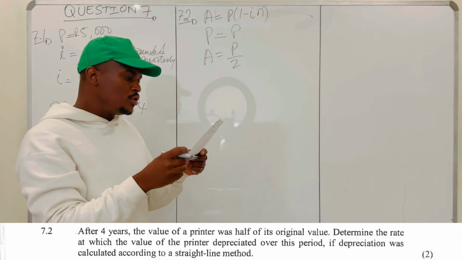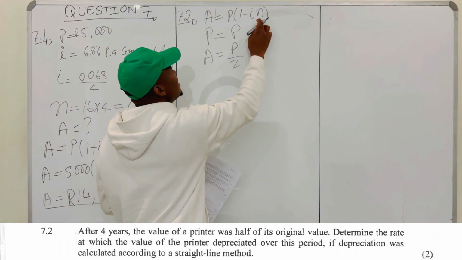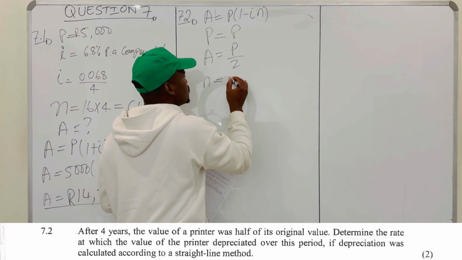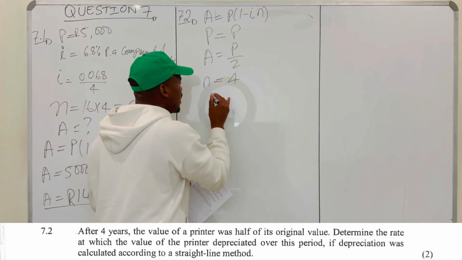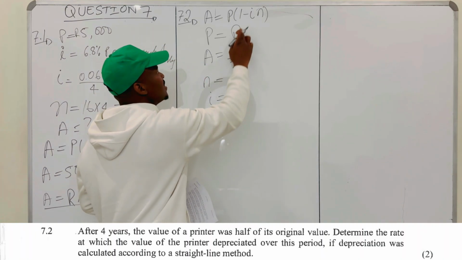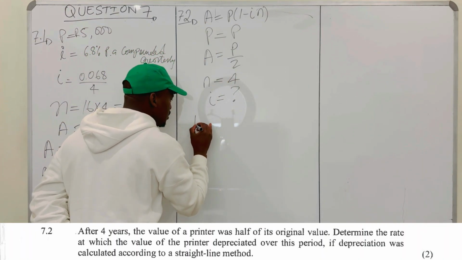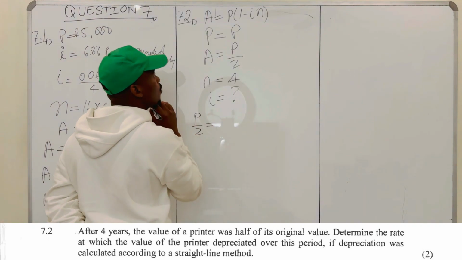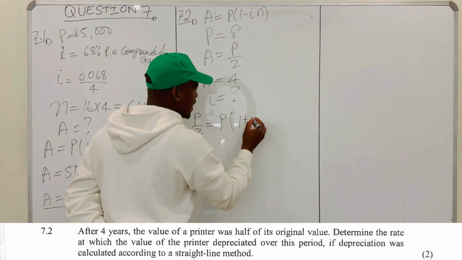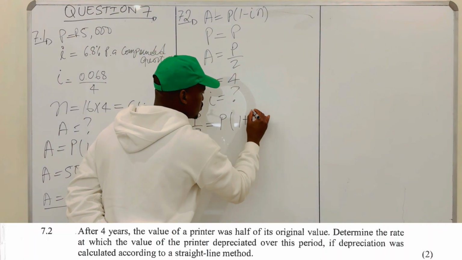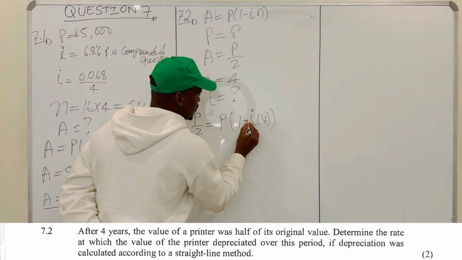So they told you that this happened over a period of 4 years. And the N here is the number of years, which is 4 years. Right? So they want you to find the rate of depreciation, I. They want you to find that I. So it's easy. A is equal to half P, over 2, is equal to P into 1 plus I, which is what you're looking for, to the power of 4. It should be minus here, sorry.